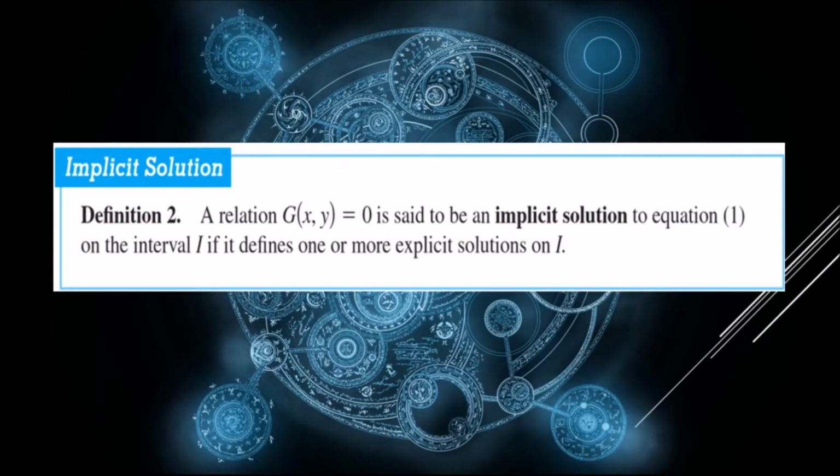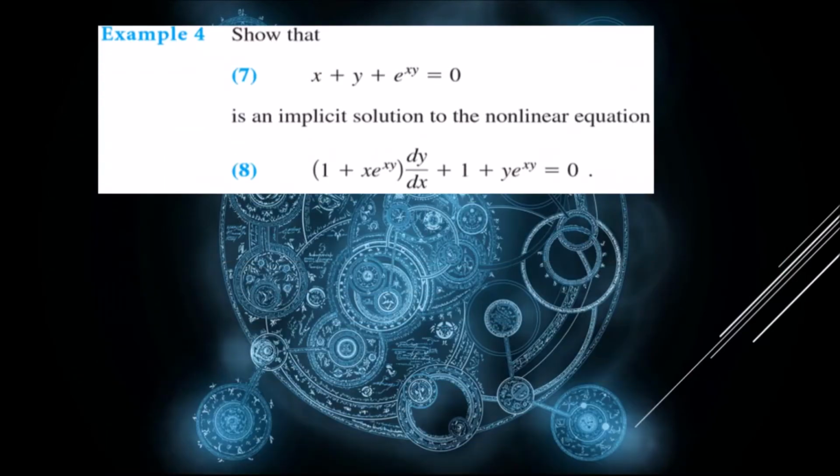Implicit solution. A relation g of x and y equal to 0 is said to be an implicit solution to equation 1 on the interval I if it defines one or more explicit solutions on I. Example 4. Show that x plus y plus e raised to xy equal to 0 is an implicit solution to the nonlinear equation quantity 1 plus x e raised to xy dy over dx plus 1 plus y e raised to xy is equal to 0.